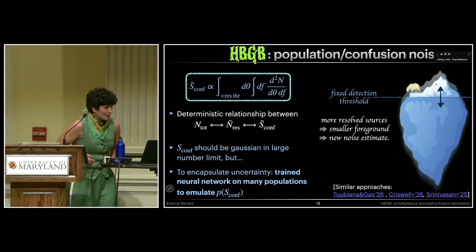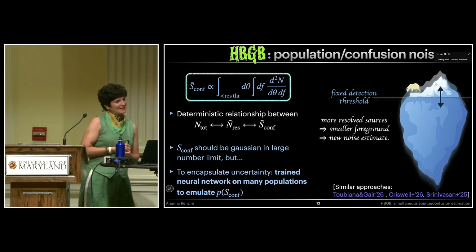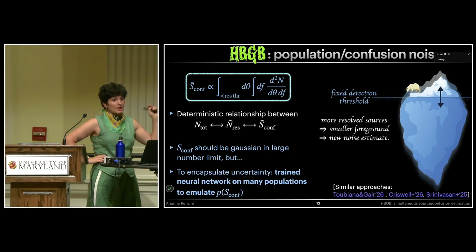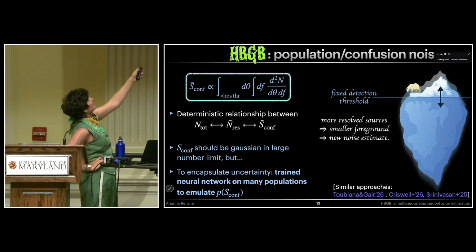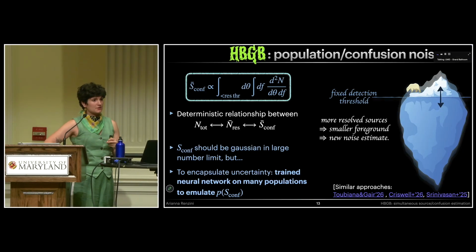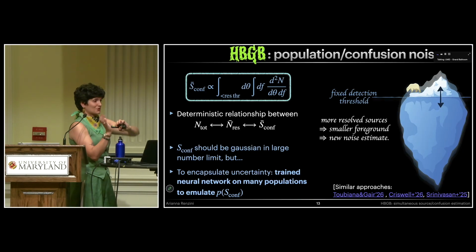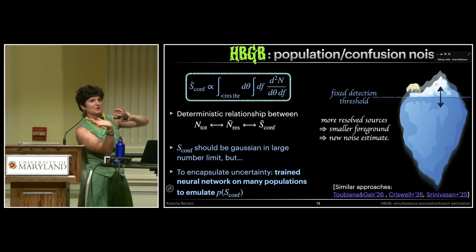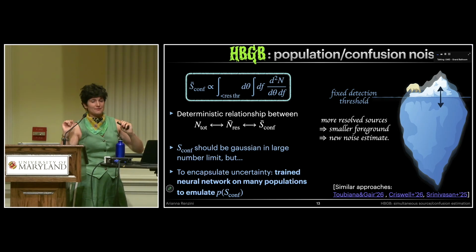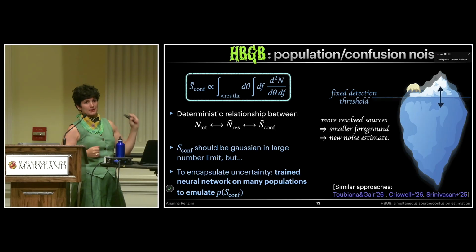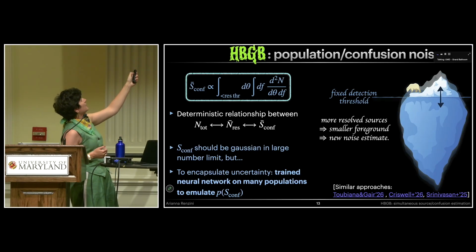So in the interest of time, I'm gonna speed up and talk about the other half of HBGBs, which is the population component. The other half is regulated by the other half of that integral. So the number of resolvable sources depends on the portion of the population that passes a resolvability threshold. The other half, the one that doesn't pass, builds up the confusion noise, and that's what I'm highlighting here.